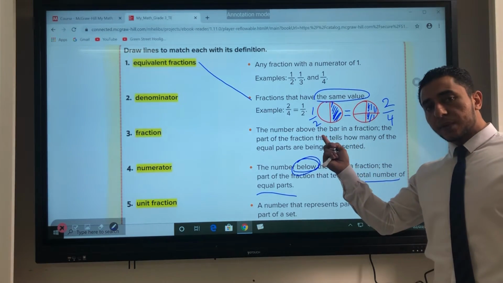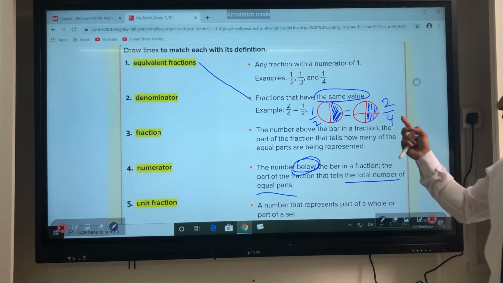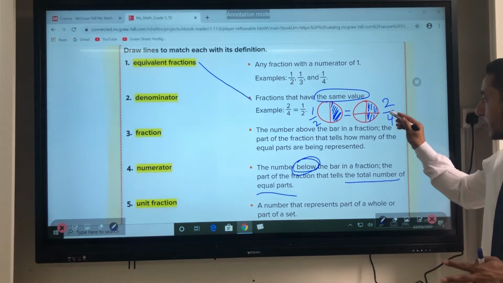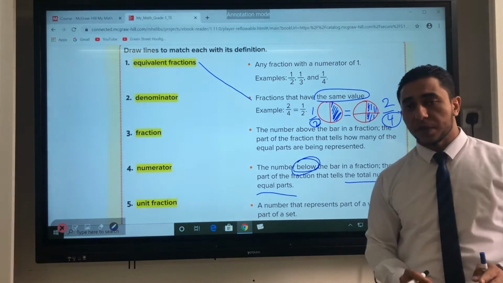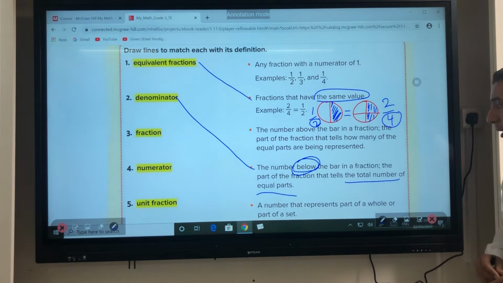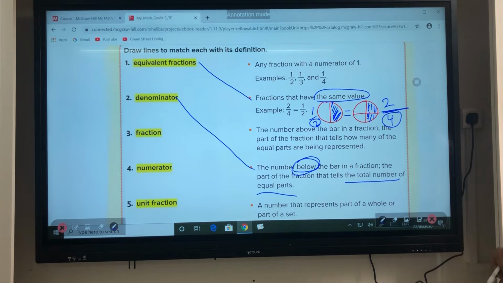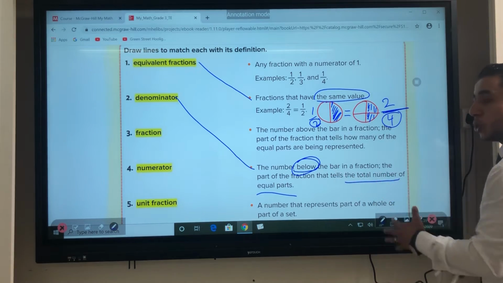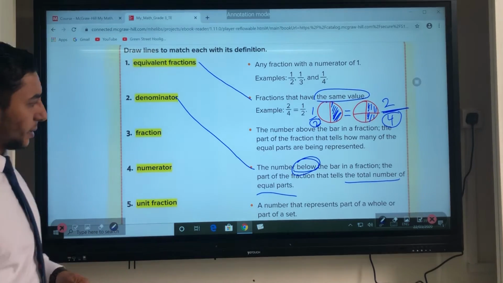So you write 2 down, so 2 is called denominator. And the total number of equal parts here is 1, 2, 3, 4. So you write 4 down, and 4 and 2 are called denominators. So the denominator is the number below the bar, and this is called the bar in a fraction, and it is the part of the fraction that tells the total number of equal parts. Excellent.